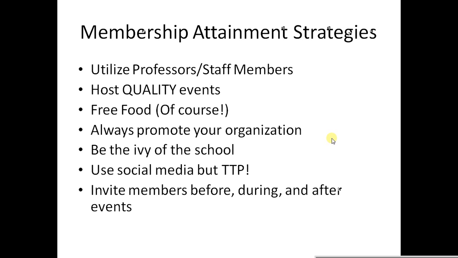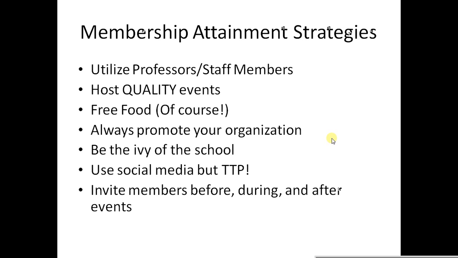Utilizing social media, but you have to TTP. What does TTP mean? Talk to people. So yes, use social media. Use Twitter. Use Instagram. Use whatever form of social media you have at your disposal, but don't forget to talk to people, because that is, by all accounts, the one way that we've communicated for thousands and thousands of years. So we can't lose that human touch.